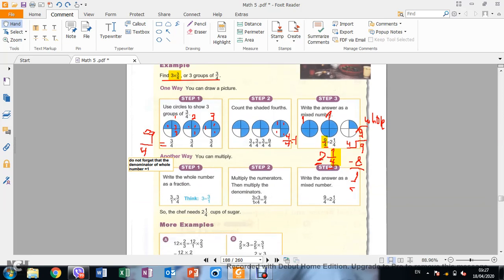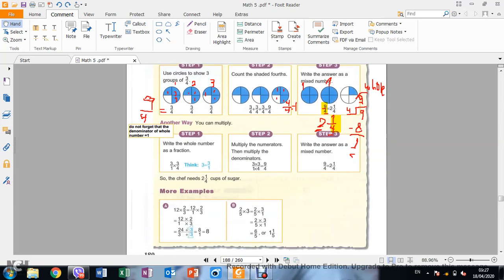Now we have the second way. The second way, without modeling, we can use multiplication: multiplying whole numbers and fractions together. Okay, look, you can multiply. Don't forget that the denominator of a whole number is every time 1. When you see a whole number, directly the denominator of the whole number is 1.